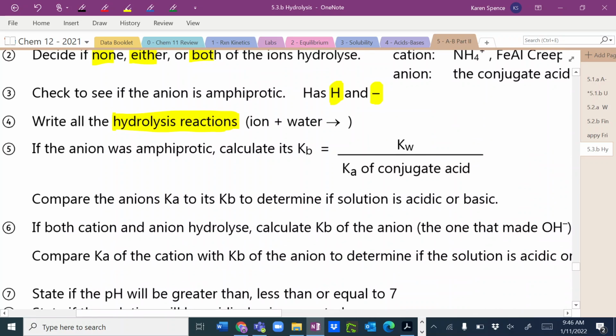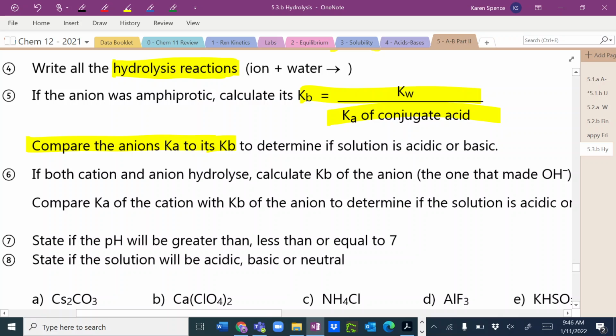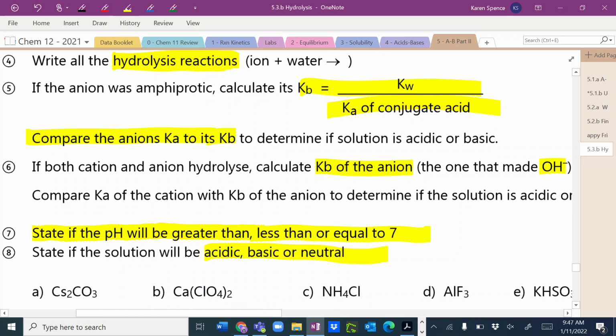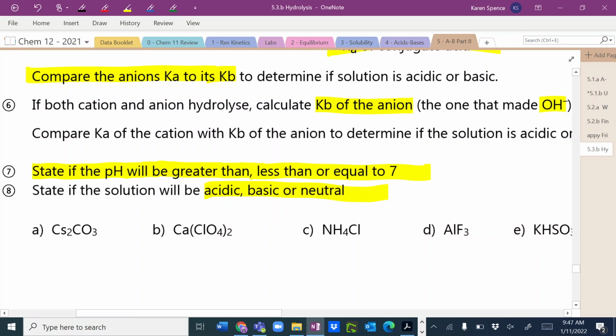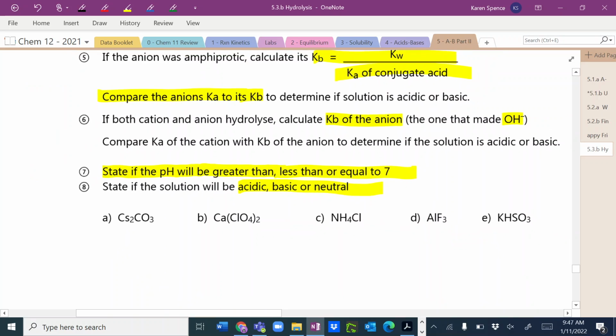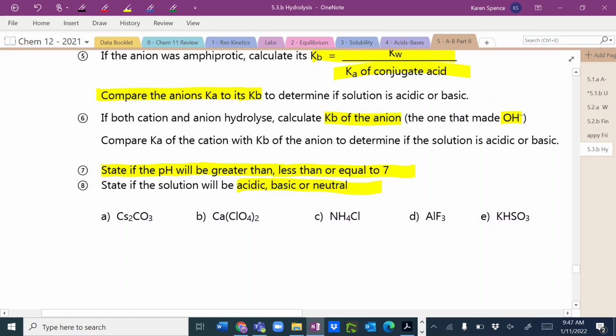If the anion was amphiprotic, calculate its Kb. Compare Ka to Kb. If both the cation and anion hydrolyze, calculate the Kb of the anion, the one that made the hydroxide, and compare the Ka to the Kb. Then you're going to finally state if the pH is greater than, less than, or equal to 7, and if that makes the solution acidic, basic, or neutral. I had intended these to be like you do it in class and then we look at it together, but you could do them kind of like a little problem set here.